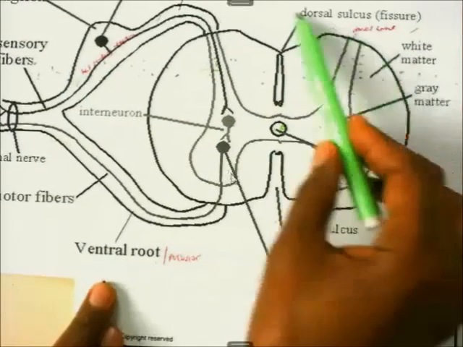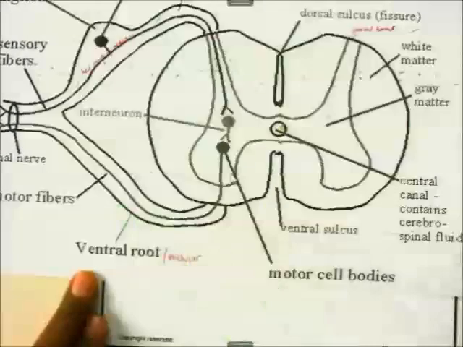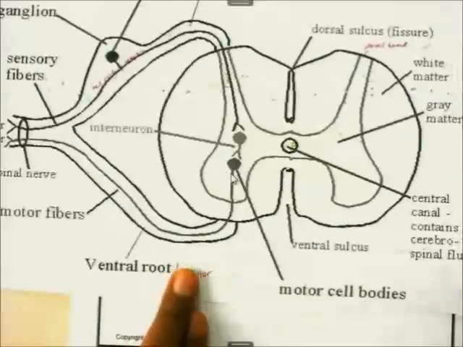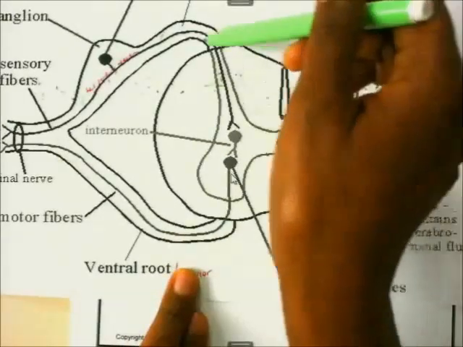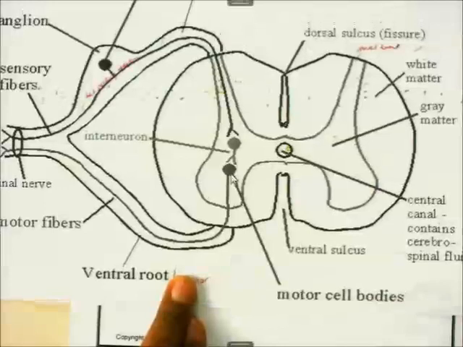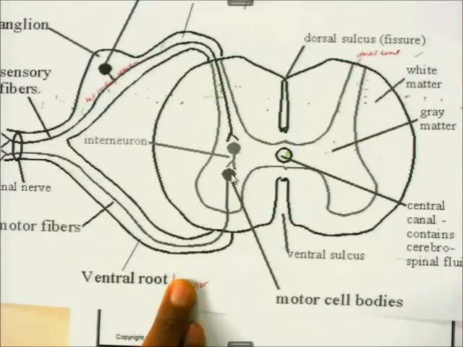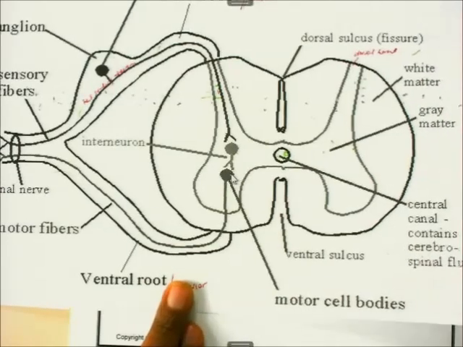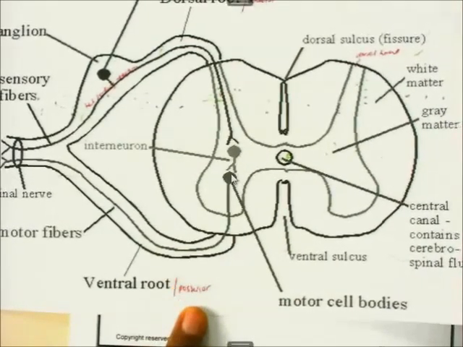What I didn't talk about is protection of the spinal cord. It is protected again by means of the three membranes which are called the meninges: the dura mater, the pia mater, and the arachnoid.